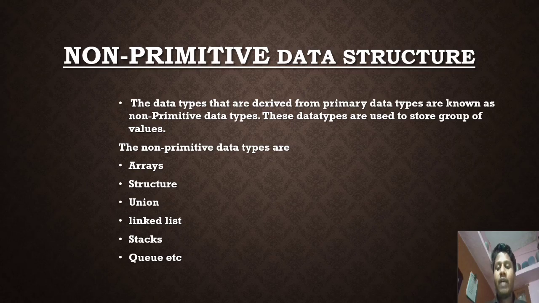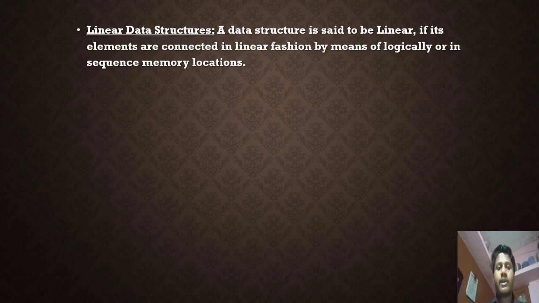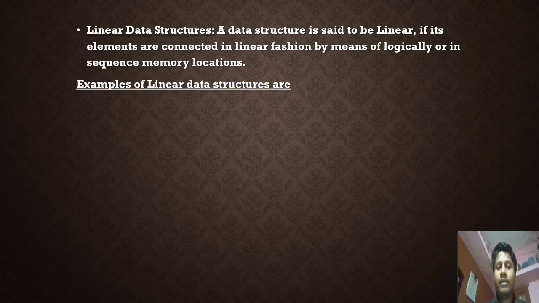queue, etc. I have listed all in general, but actually the non-primitive data structures are classified into two further categories, that is linear and non-linear. So linear data structures: a data structure is said to be linear when the elements are connected logically. When they are connected logically, then they are said to be linear data structures. For example, arrays, stack, queue.